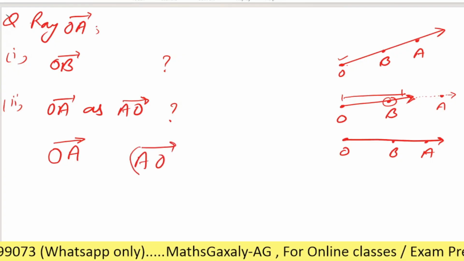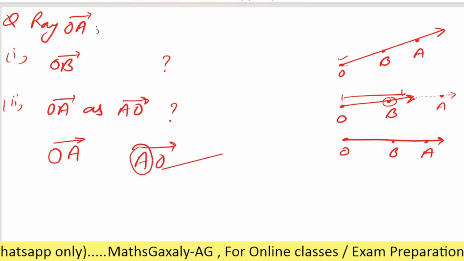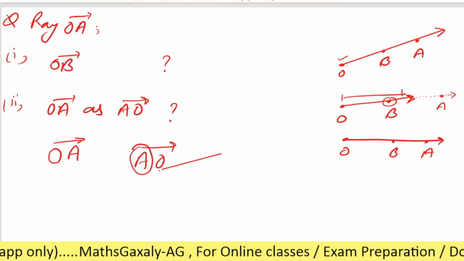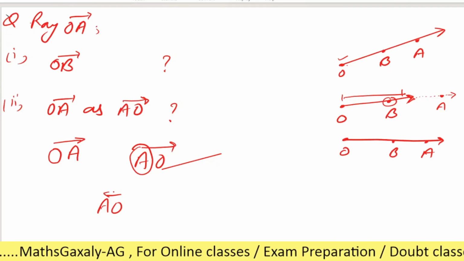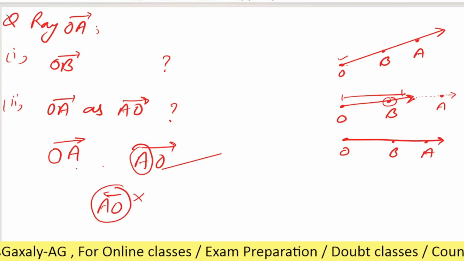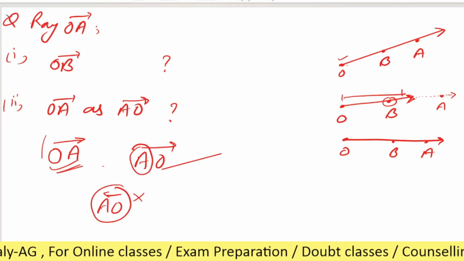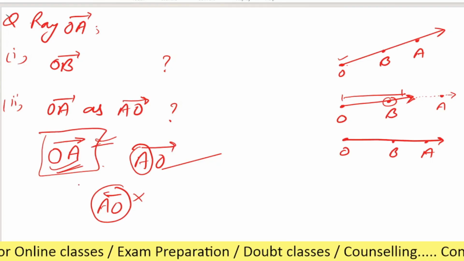It will show that A is the initial point and O will be the continuing point. If you want to write it like this, you can write like this. But this will also be wrong. You can say that this will be better. This will be more better.